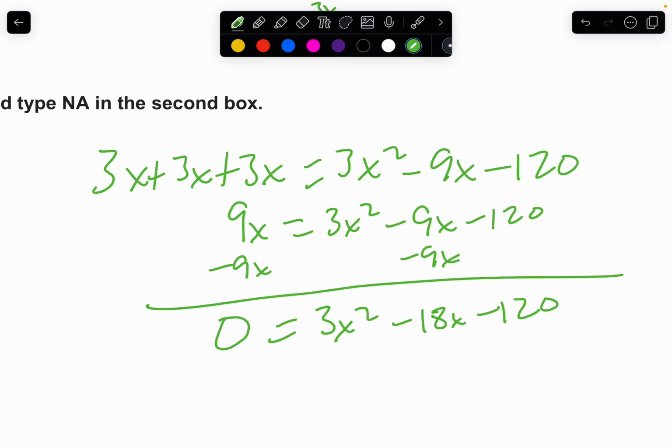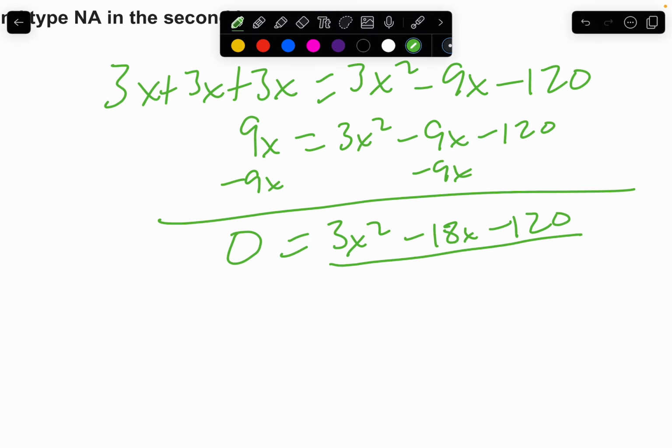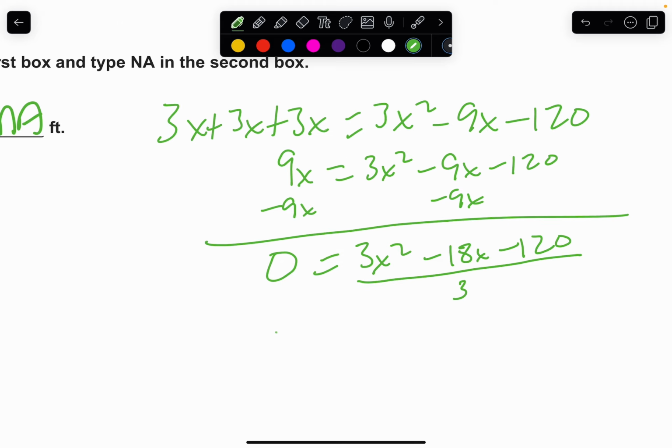Now, this is not 1x squared. This is 3x squared. So be careful. But typically, this would be harder to factor. But what can we do to all three terms? We can divide them all by the number 3. So 3 divided by 3 would be 1x squared. 18 divided by 3 would be 6x. And then 120 divided by 3 would be 40.